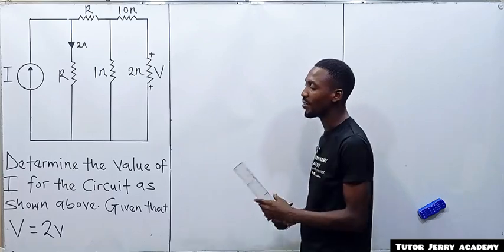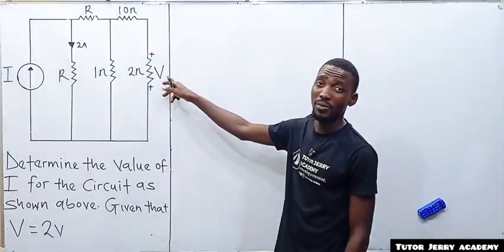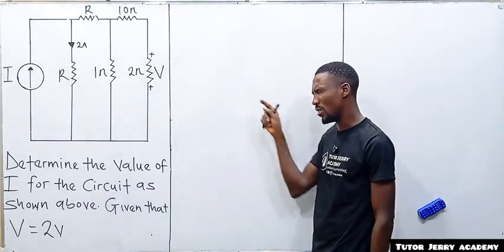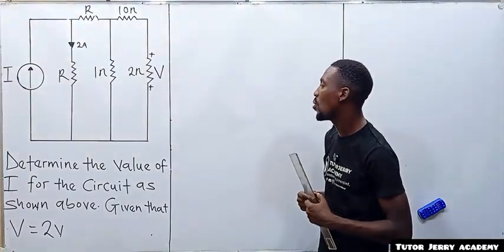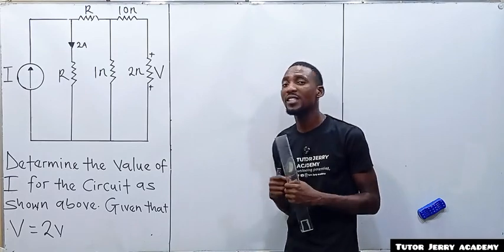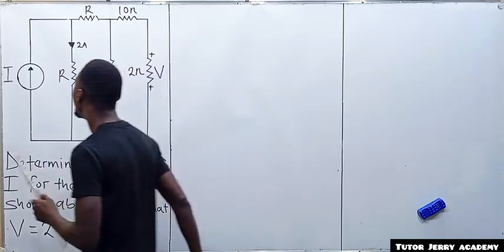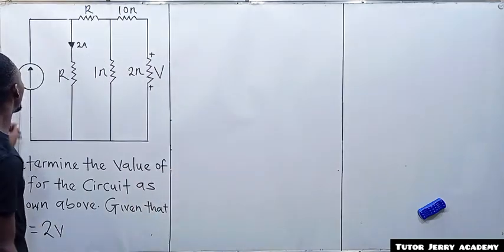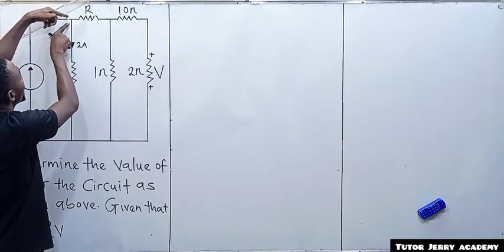Given that V is equal to 2 volts, that is, the voltage across the 2 ohms is 2 volts. So how do we go about this? The first thing you are going to notice is that you have to note carefully that this current I, when it gets to this node, is going to get split.